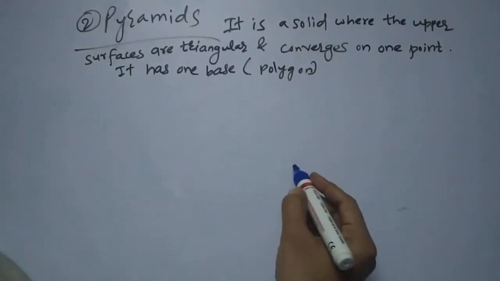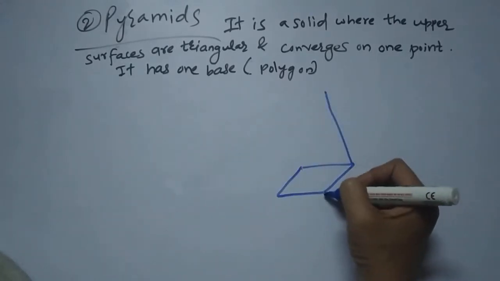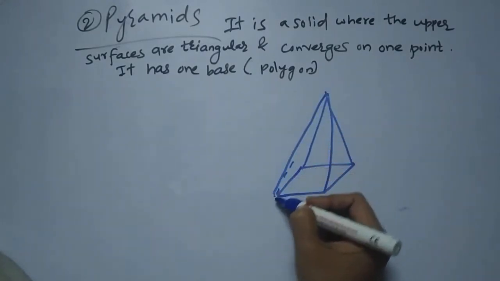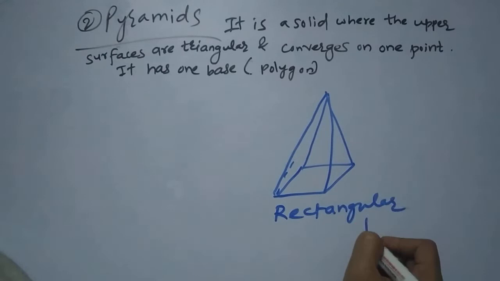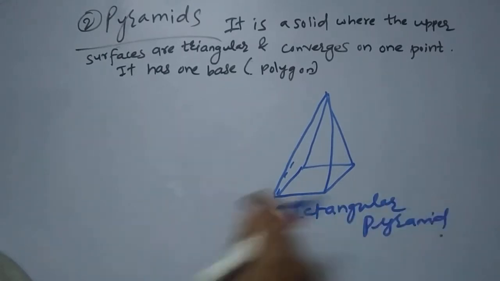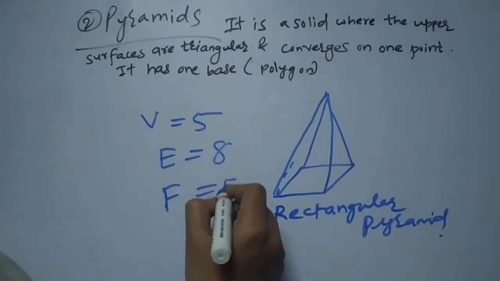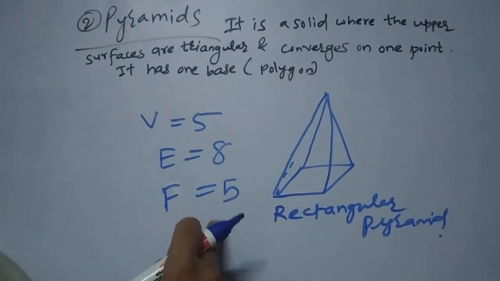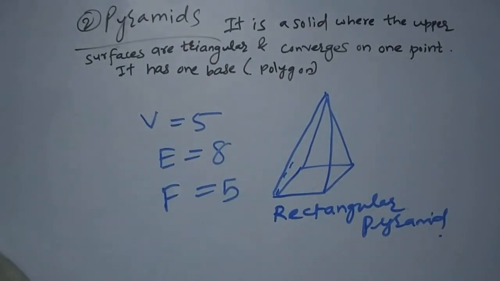So if we now take a rectangle as a base, then the rectangular pyramid will be like this. So you can say this is a rectangular pyramid. And here you can see the vertices are 5, edges are 8, and the faces, if you notice, are 5 faces, and in the 5 faces there are 4 triangles on the 4 lateral sides, and one rectangle. So it is a rectangular pyramid.